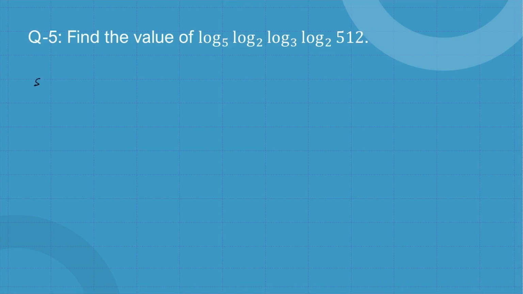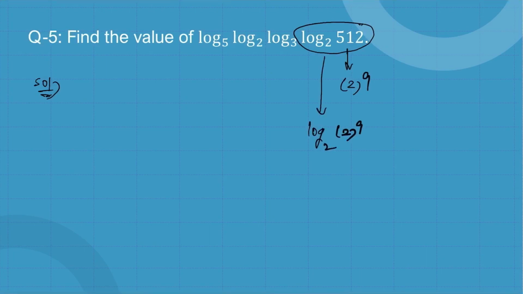In this type of question, we should know firstly that 512 with the prime factorization can be written as 2 raised to the power 9. So when we write it as 2 raised to the power 9, we first solve log base 2 of 512. So it can be written as log base 2 of 2 raised to the power 9. Then we find that by the result it will be equal to 9.